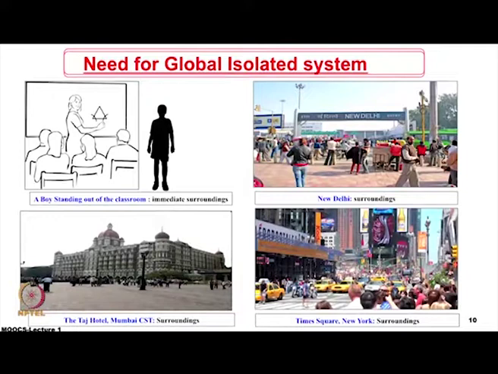Let me take a very simple example of a classroom. Suppose I am teaching in a class, and if the door is open and the students are allowed to go out and come in, then it is an open system. If I close the door, do not allow any students to go out, and only my voice can be heard outside, then it is a closed system.